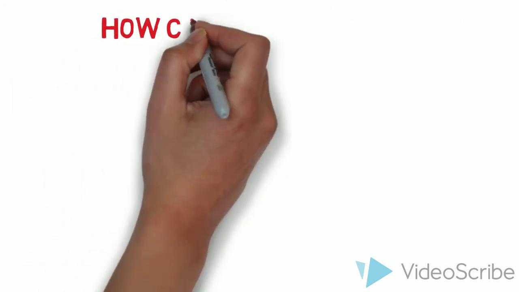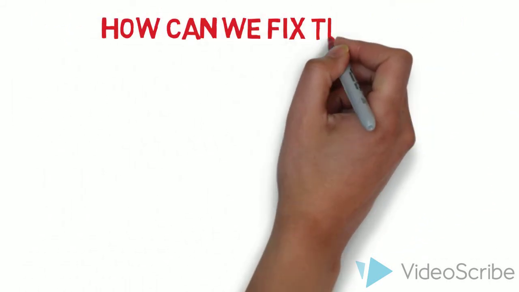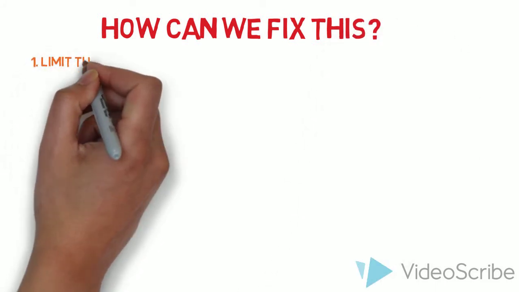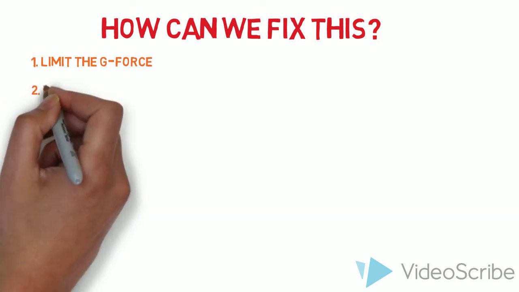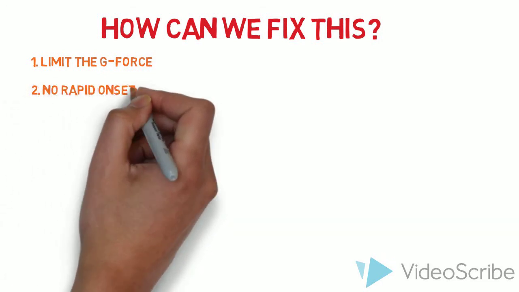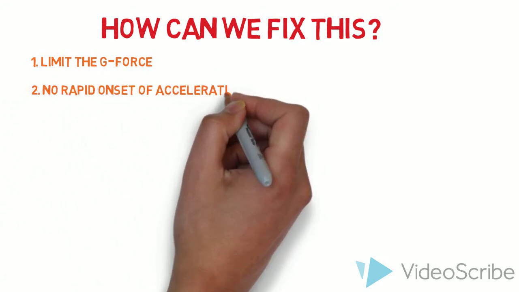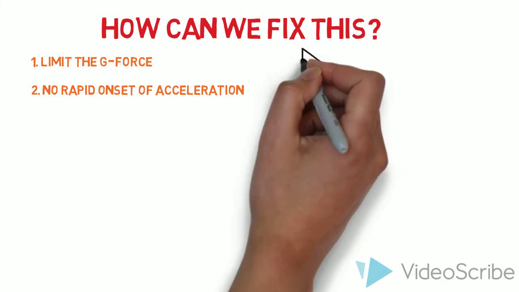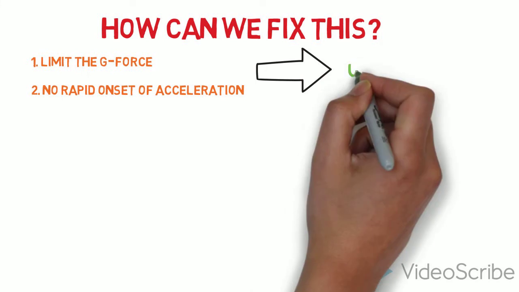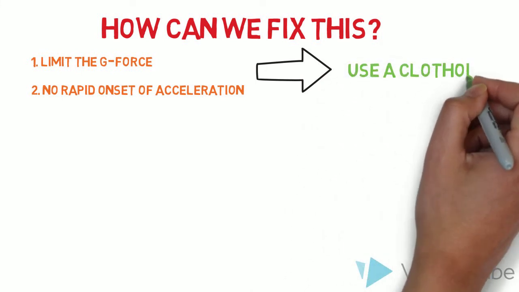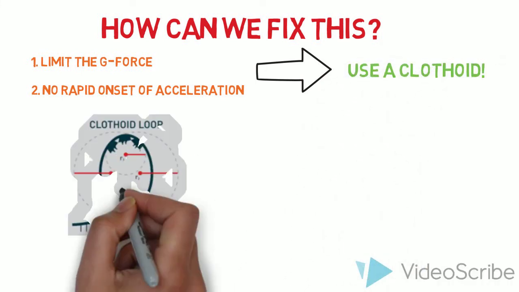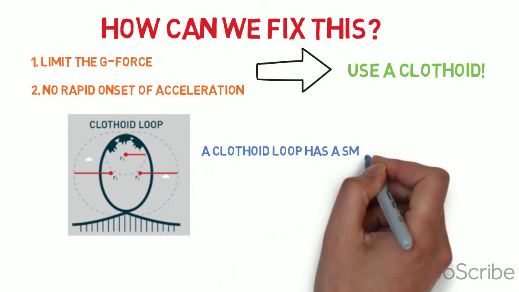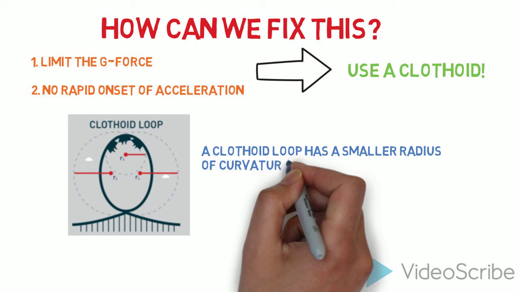So how can we fix this? Thankfully, roller coasters are not built circular, and when we ride a roller coaster, the g-force is not 6g's, and there is not the rapid onset of acceleration that you would feel if the loop were a circle. This happens because the loops are clothoids, which is the teardrop shape we saw earlier. A clothoid loop has a smaller radius of curvature at the top of the loop and a larger radius of curvature at the bottom of the loop.